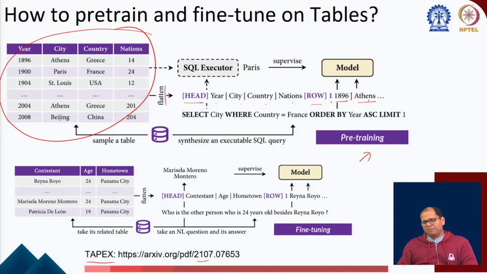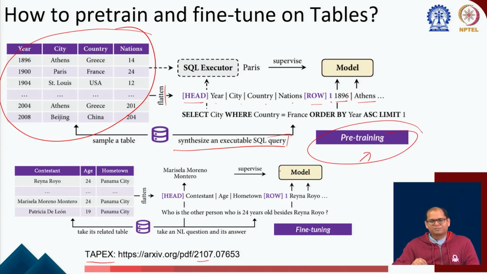And then, because you are pre-training, you need some data to train your model. So they said, okay, given a table, I can create some synthetic SQL queries, right? You synthesize some executable SQL queries, and you also get the answer for those queries. So you ask the question to the model, and you know the answer from the SQL executor. You know the answer, and let the model predict that answer, right? And that's how you pre-train the model, by synthetically generating a lot of SQL queries.